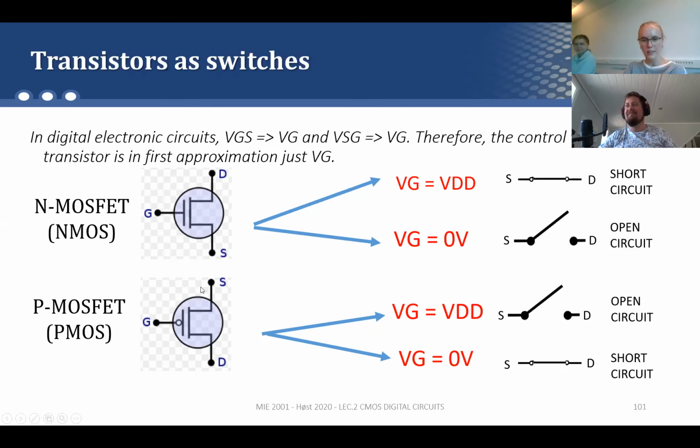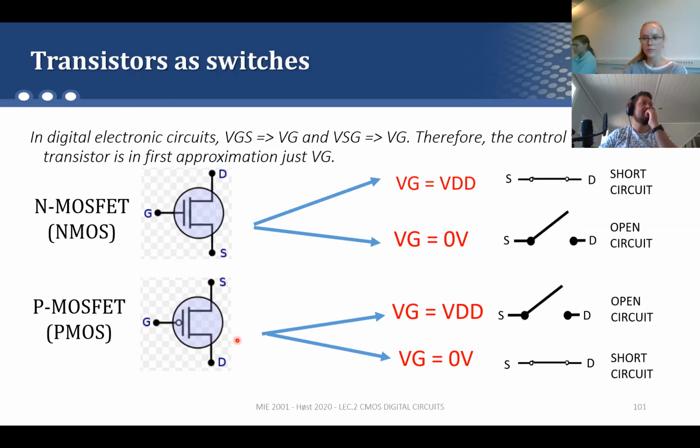The opposite happened for the PMOS. If the gate voltage of the PMOS is VDD, then the current cannot flow from source to drain because the MOSFET behaves like an open switch. And if the gate voltage of the PMOS is 0 volt, then the PMOS works as a short circuit or closed switch, and therefore current can flow from source to drain.